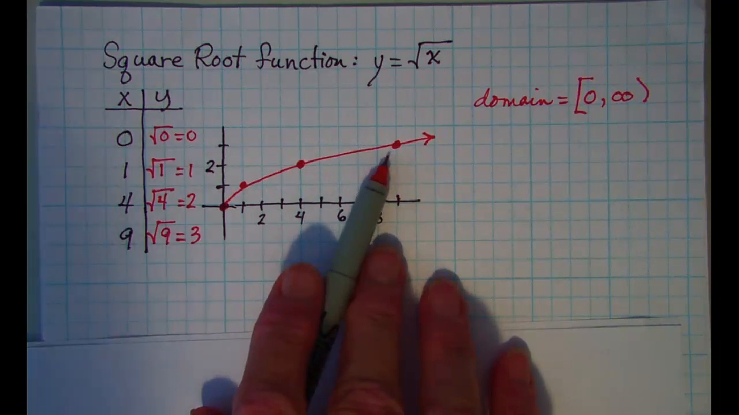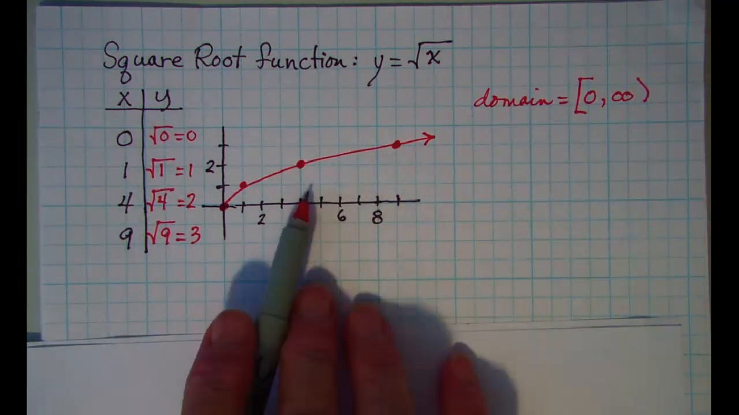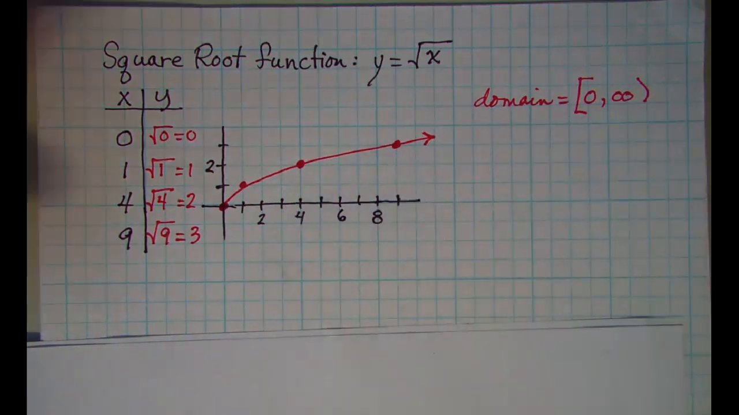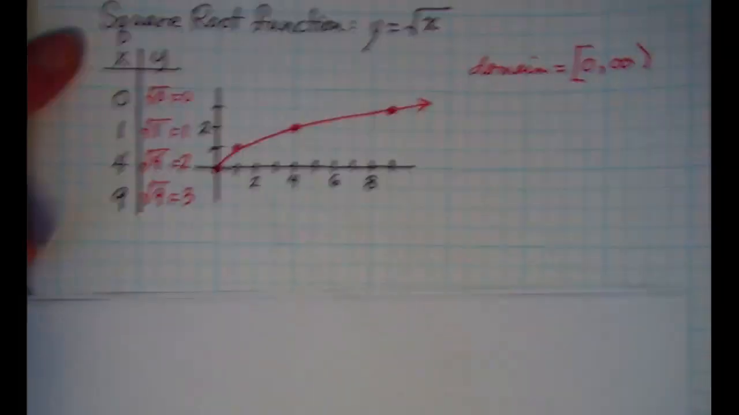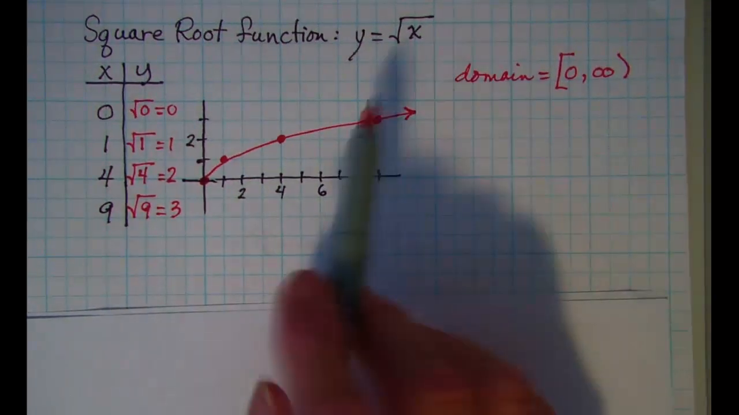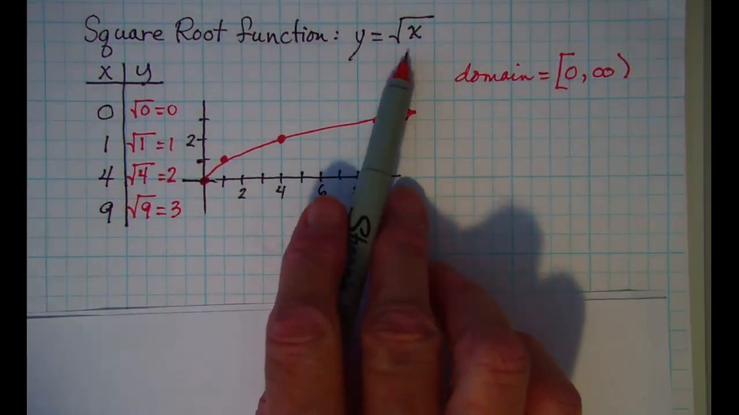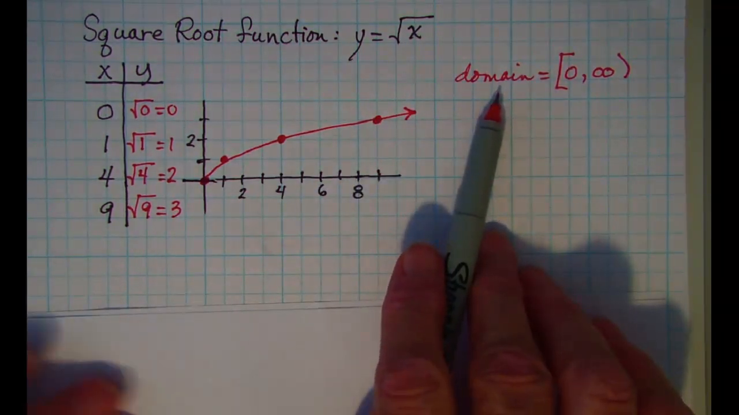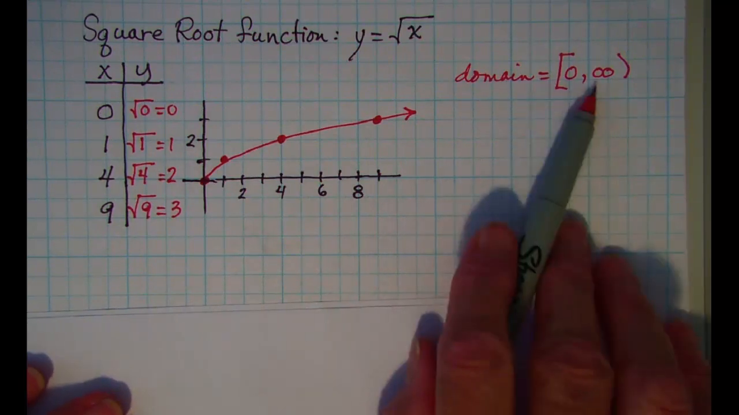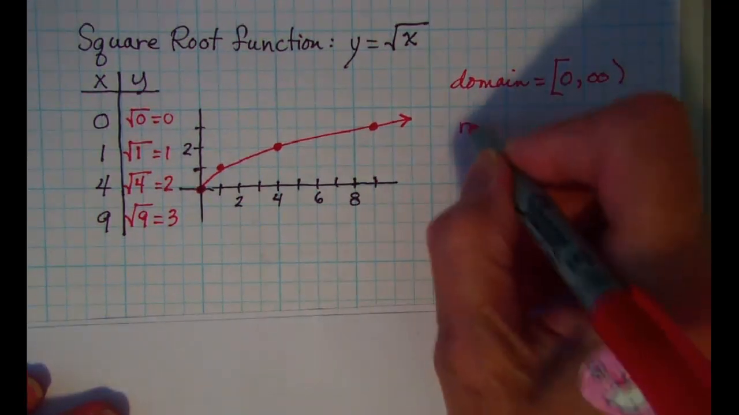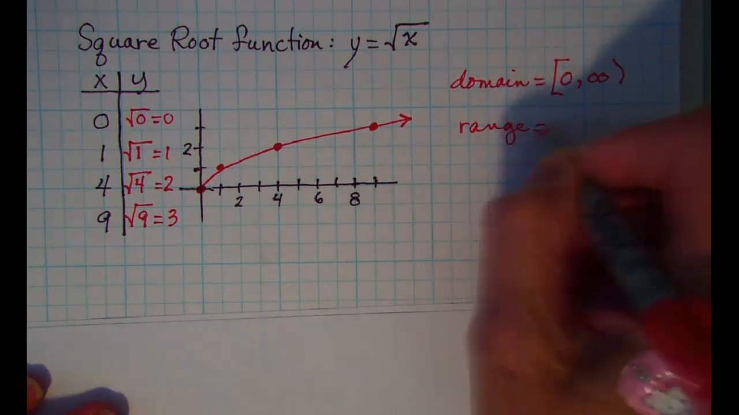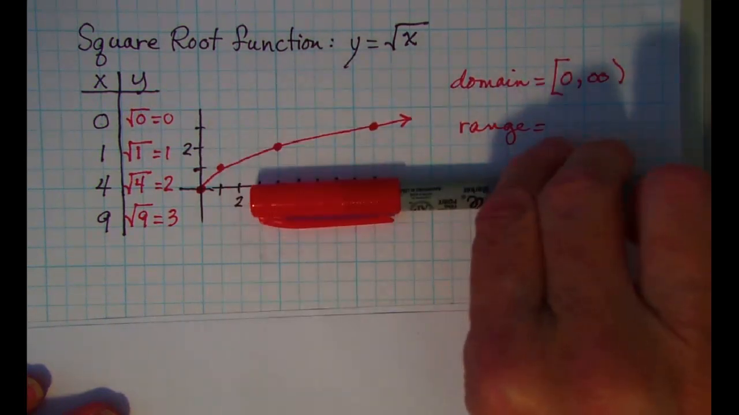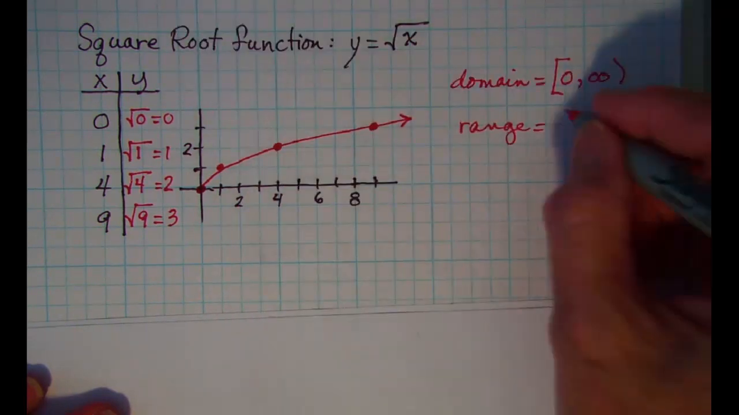We looked at our squaring function earlier, and if we turn this, you can see that it's half of a parabola. So half of the squaring function. And the reason for that is because squaring and square rooting are inverse operations. All right, so we established that our domain was from 0 up to positive infinity. Our range, as we can see from the graph, is also from 0 up to positive infinity.